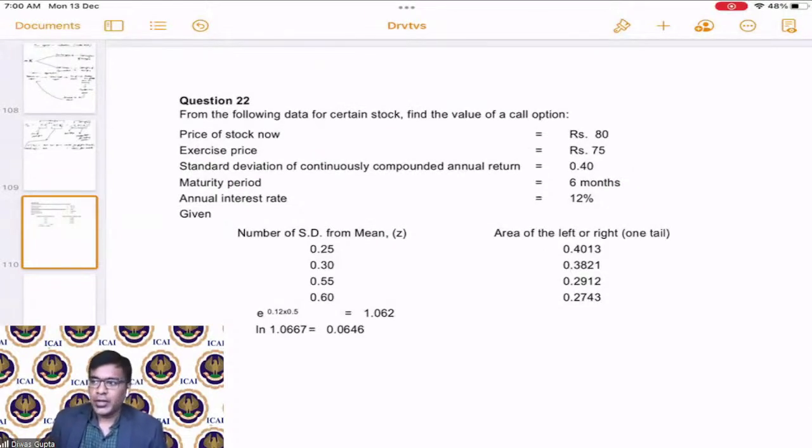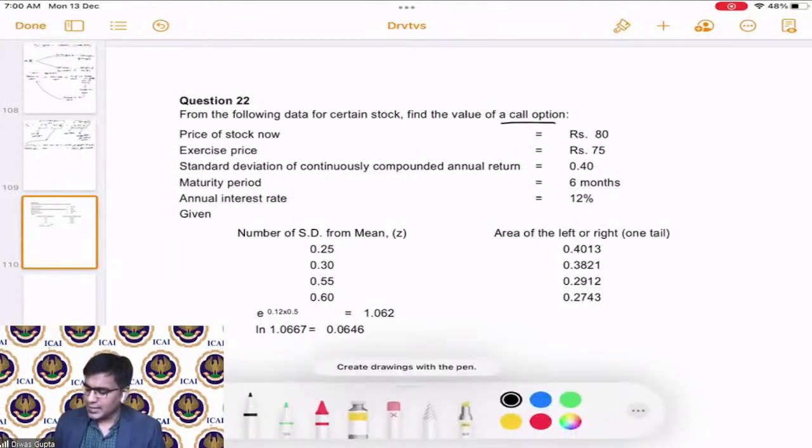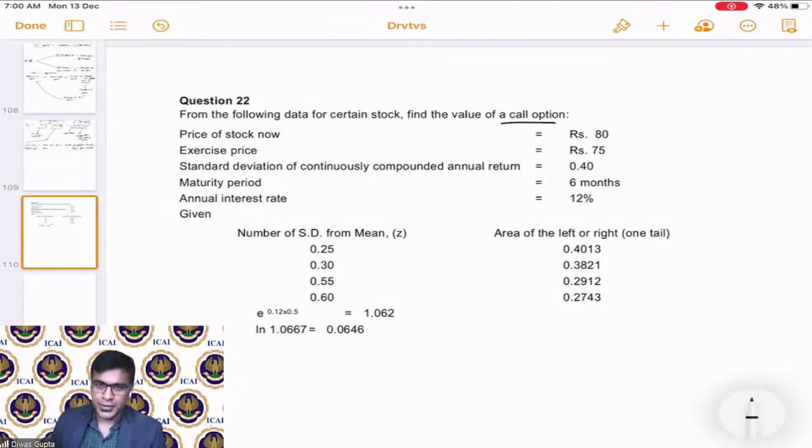So, question number 22 from the assignment says that from the following data for a certain stock, find the value of a call option. So first of all, the question is asking us to calculate the value of a call option. We have studied the Black-Scholes model for both call and put options. We can apply both the formulas, whichever is required in the question. In this, we are required to calculate the value of a call option.